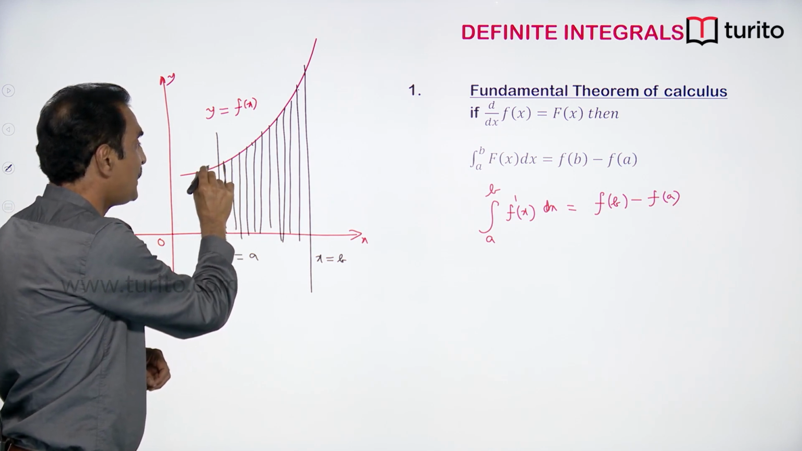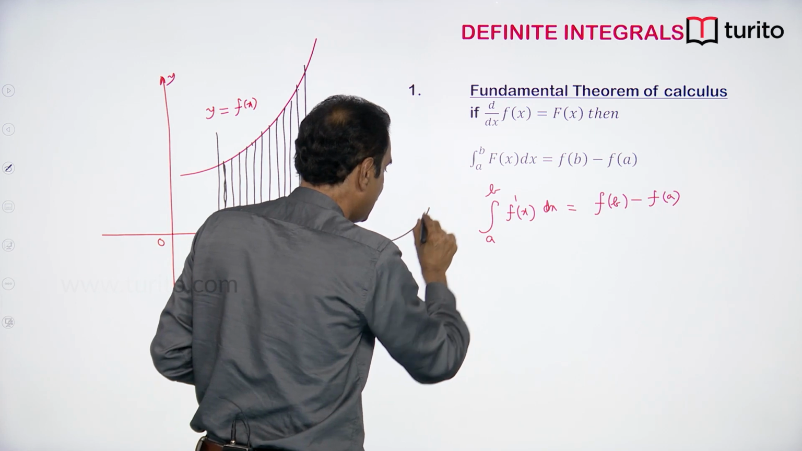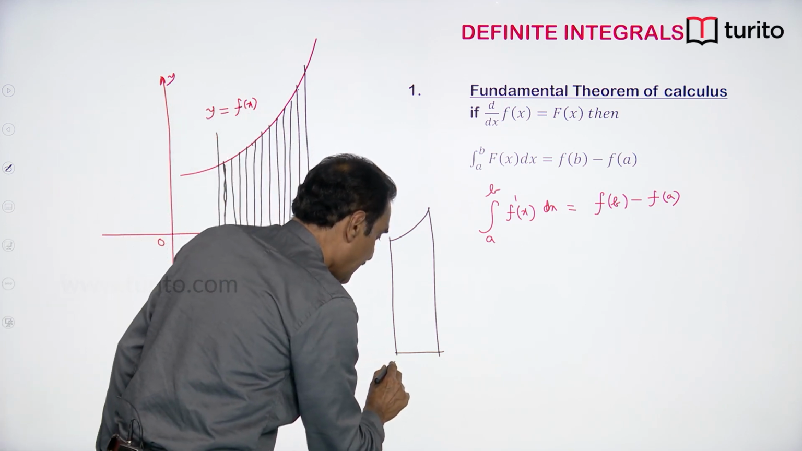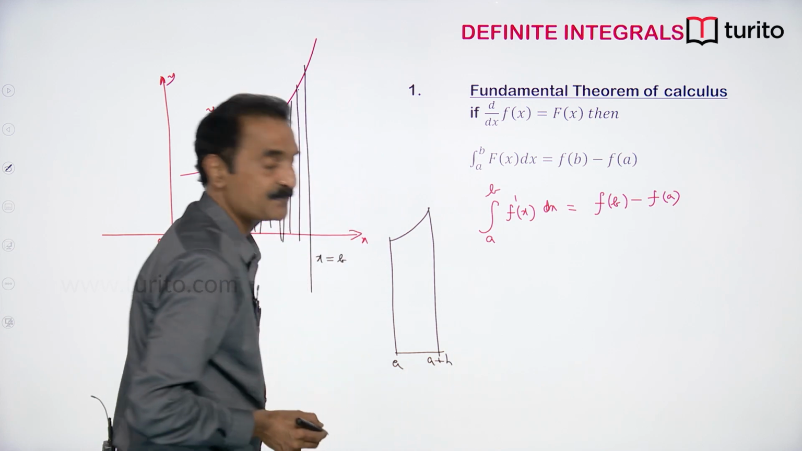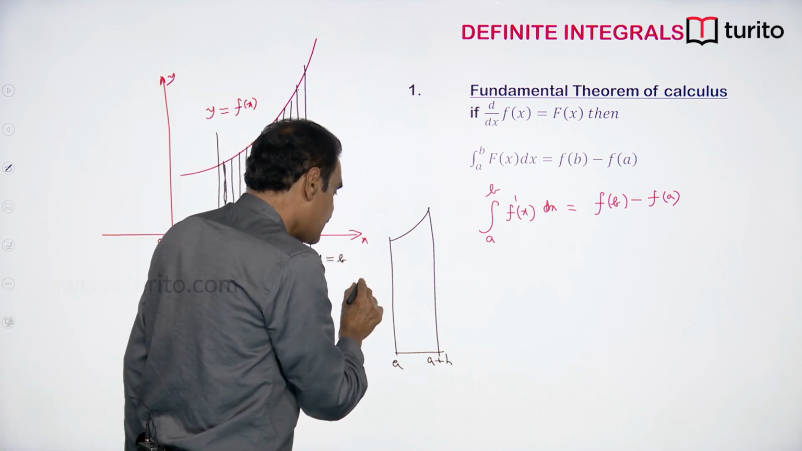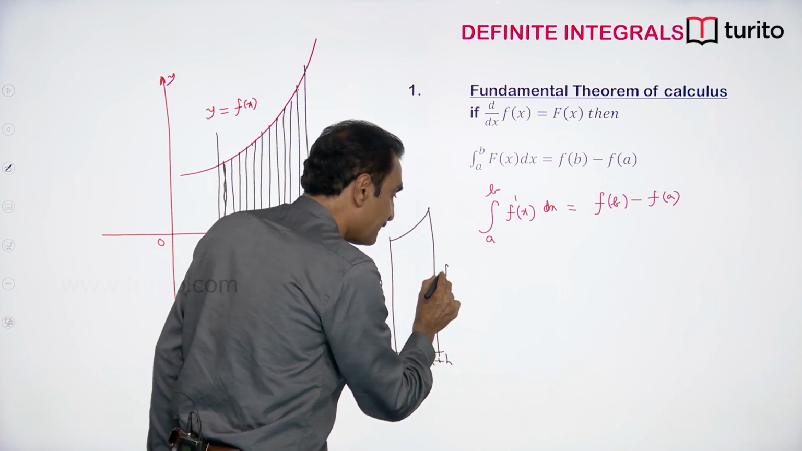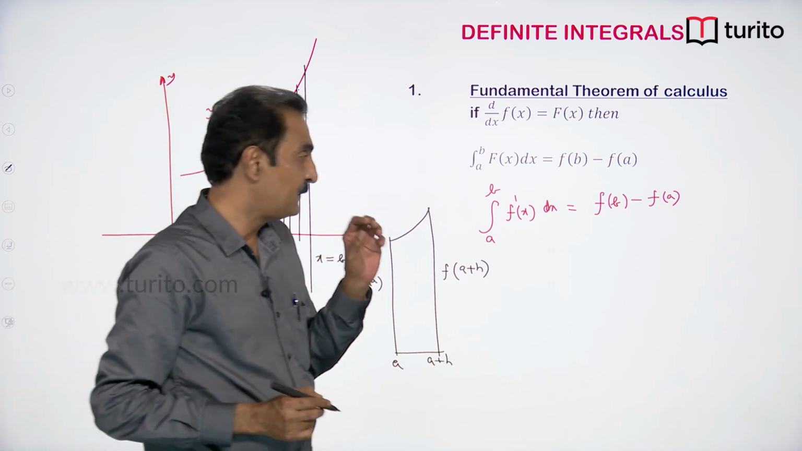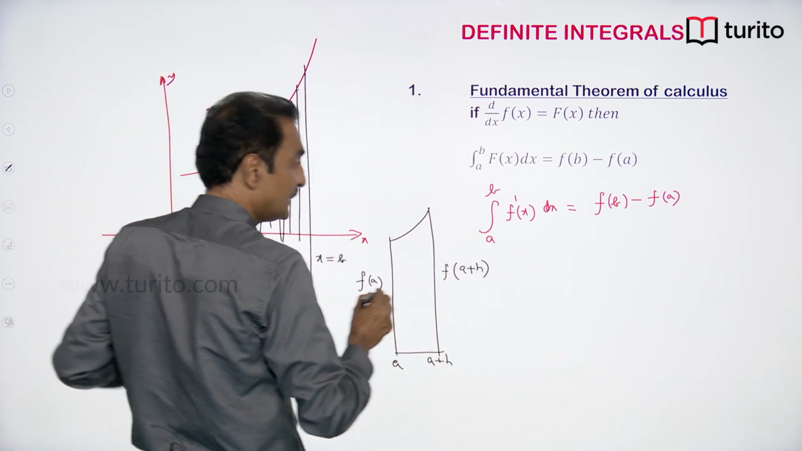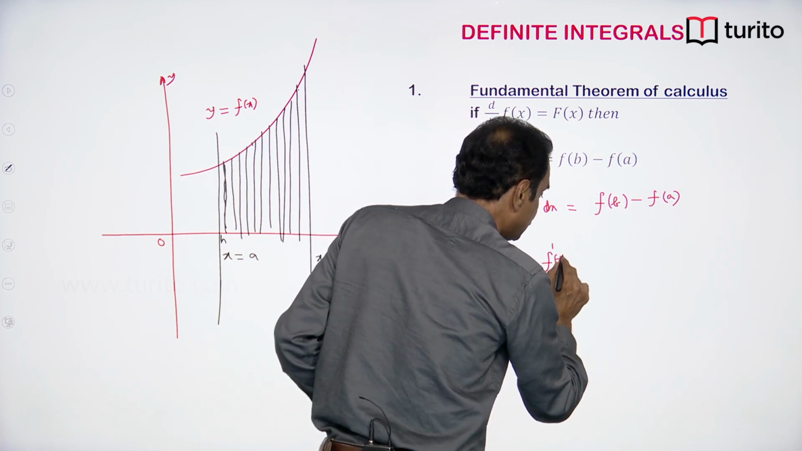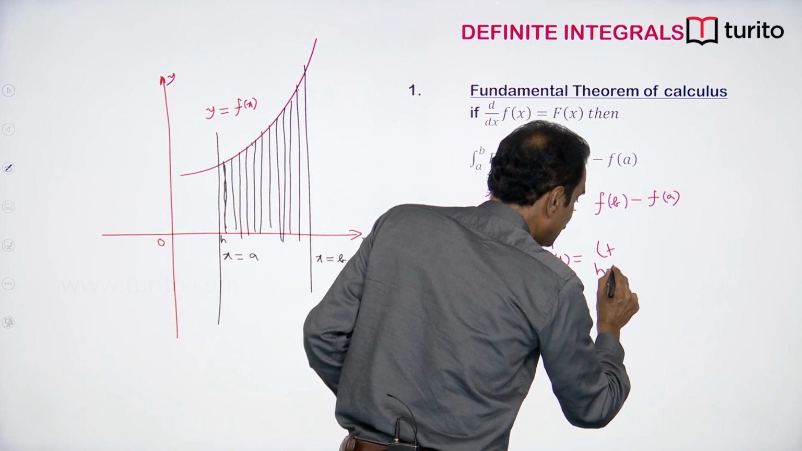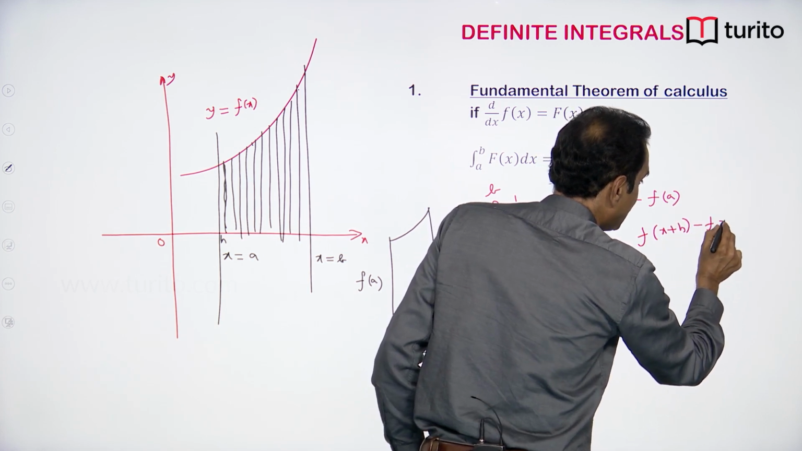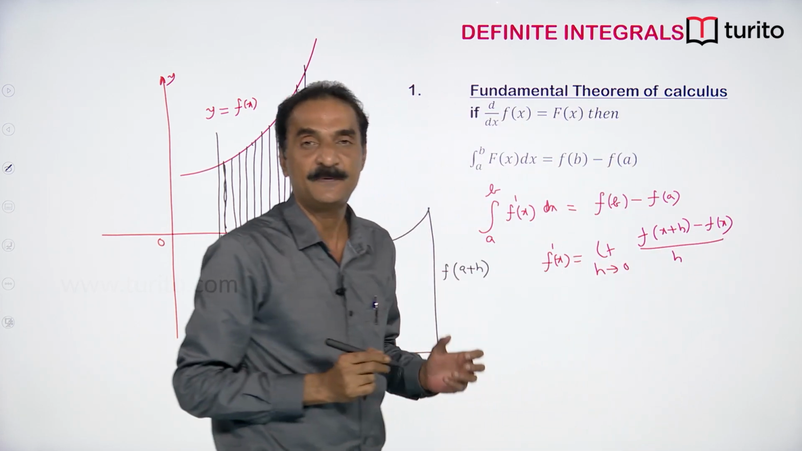Now if you take the first ordinate and second ordinate, let us draw the diagram separately like this. This is x is equal to a and this is a plus h, and this height is f of a, this height is f of a plus h. And we know that the definition of f dash x is limit h tends to 0 f of x plus h minus f of x by h. This is the definition of derivative.